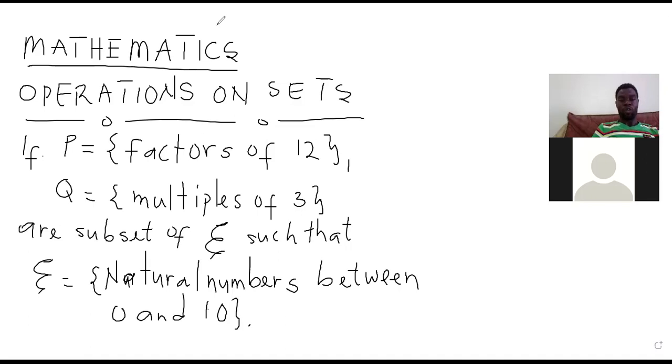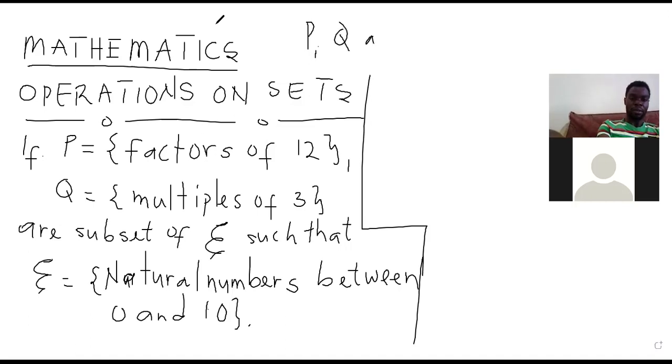So you can put out the questions. The first question: list the elements of P and Q. The second question: find the intersection of P and Q. And then represent P, Q and the universal set on a Venn diagram.